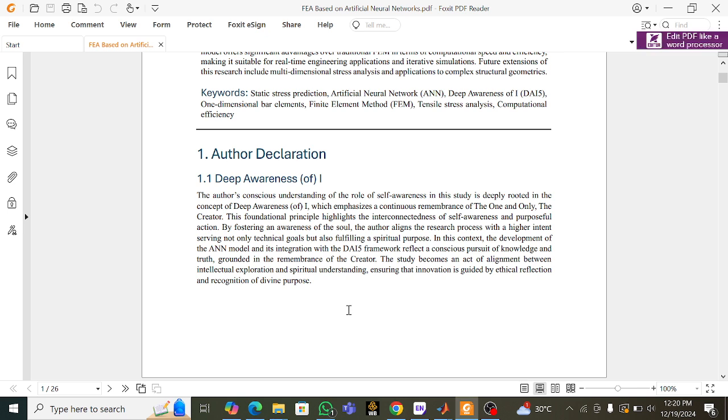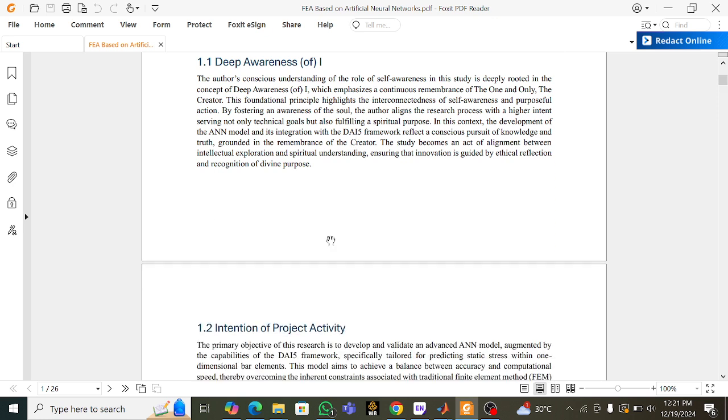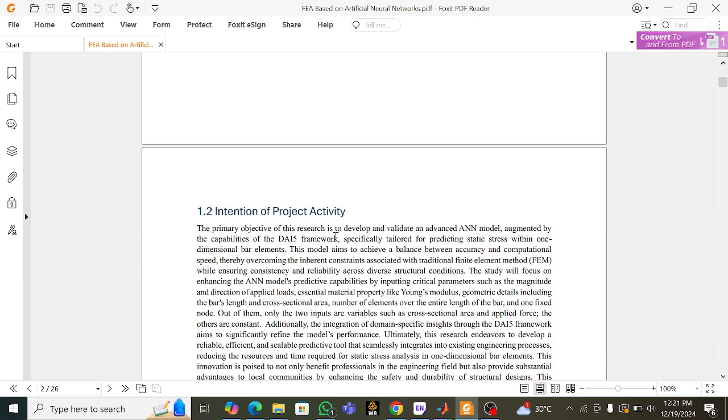So we should be connected with God. If we are working on our problem, we should remember who created us and be conscious. By doing so, it will improve our skills and knowledge, whether technical or non-technical. So this is about the deep awareness of I. Now, what is the deep awareness of intention? What is the intention of this study?